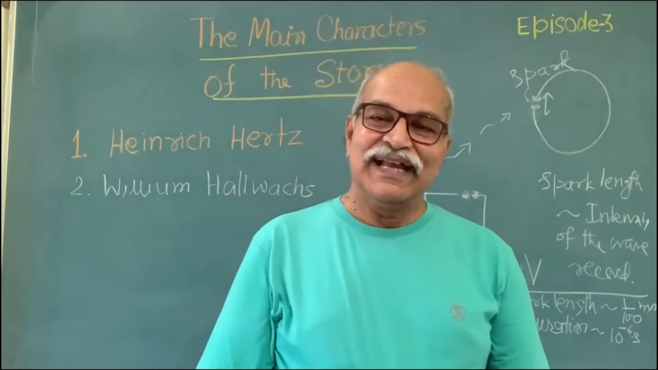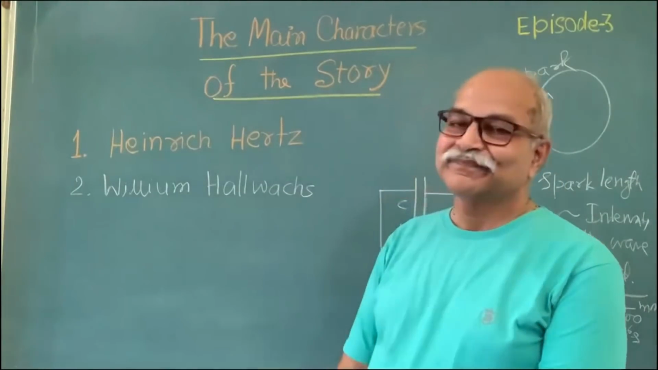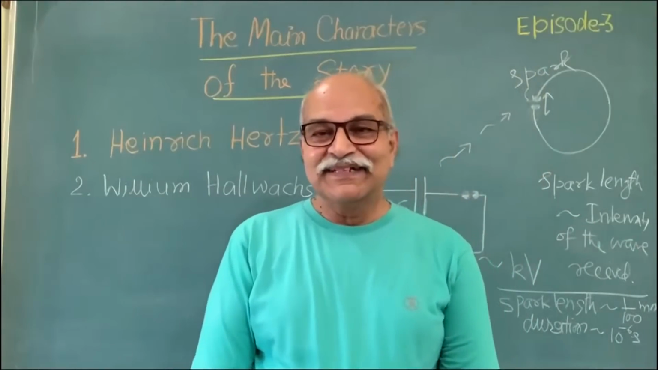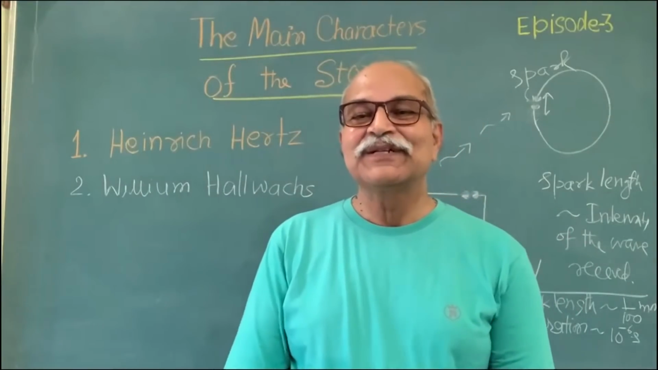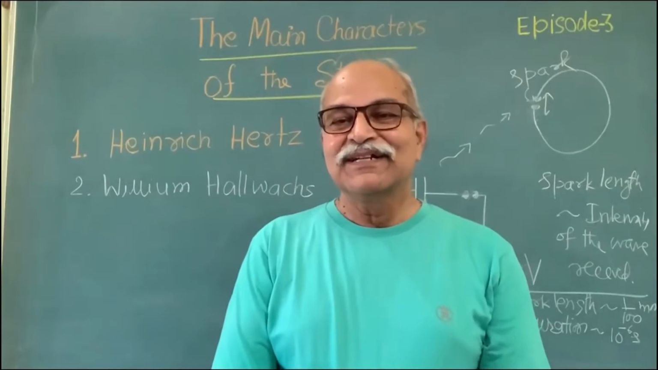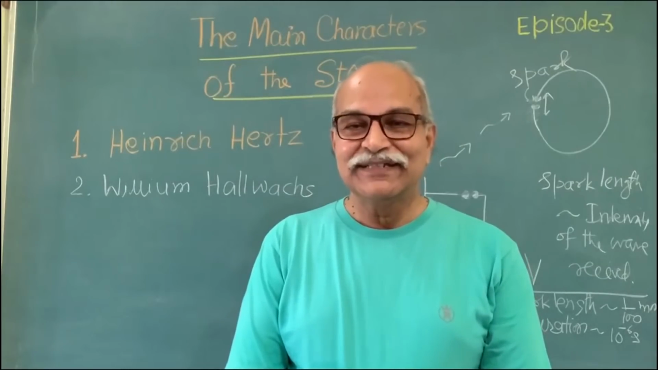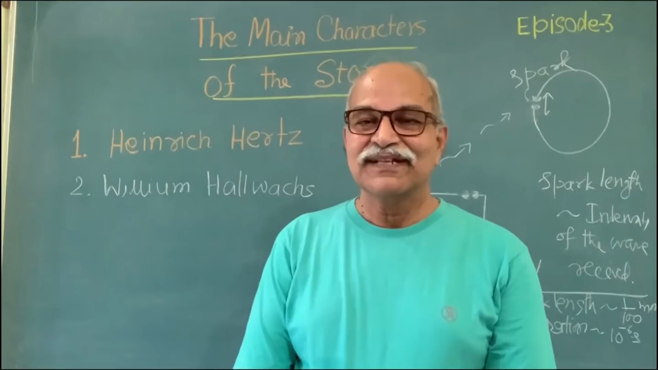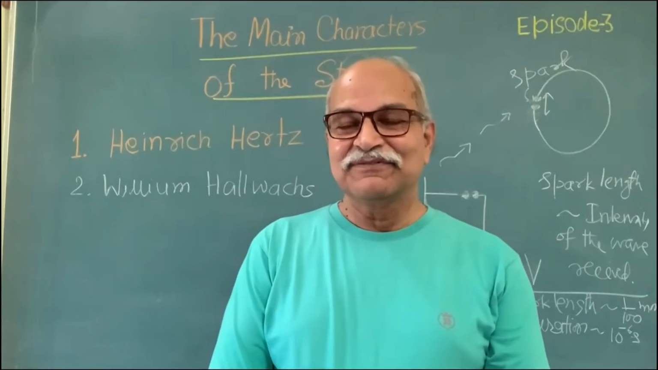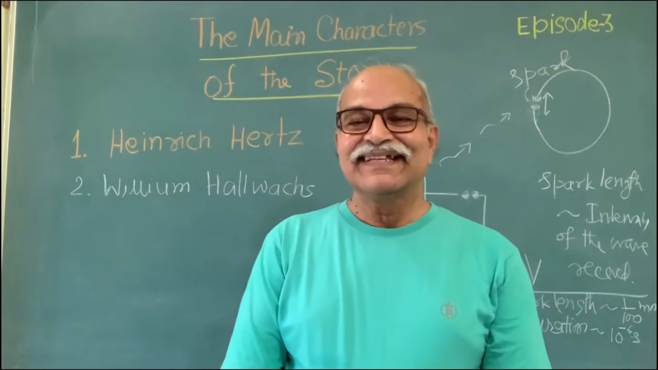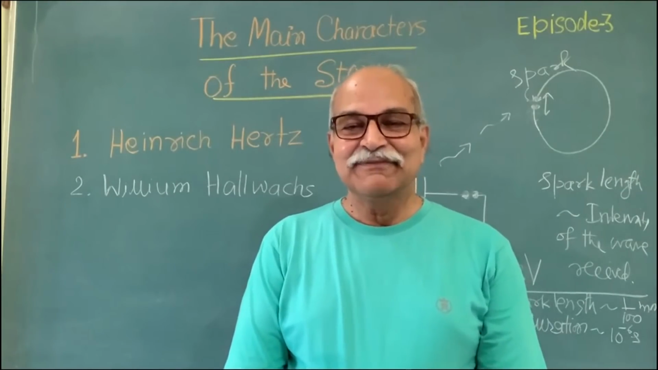And then comes another character in our story, and that is Wilhelm Hallwachs. I admit that I could not find many of his original research articles, and I depend only on what others have written about him. But apparently he again did a qualitative experiment to show that shorter wavelength ultraviolet light does affect some kind of emission from a metal. And that he did in a very, very simple manner.